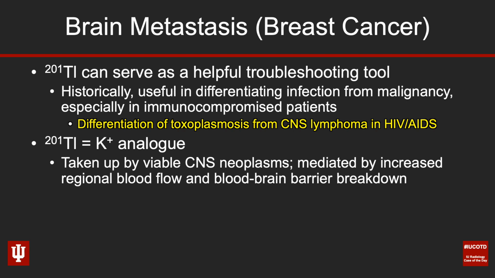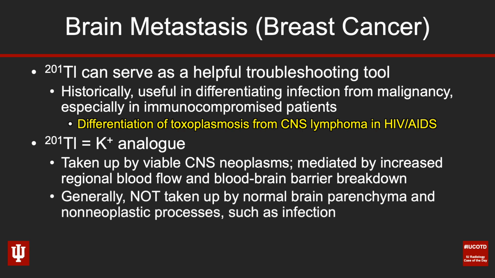But that's not its only role. So thallium-201 is a potassium analog, and it gets taken up by viable CNS neoplasms, thought to be mediated by regional blood flow alterations and breakdown of the blood-brain barrier. In general, and this is certainly not a perfect paradigm, it's taken up by brain neoplasms, and it's not taken up by normal brain parenchyma, and it's not taken up by non-neoplastic processes such as infection.